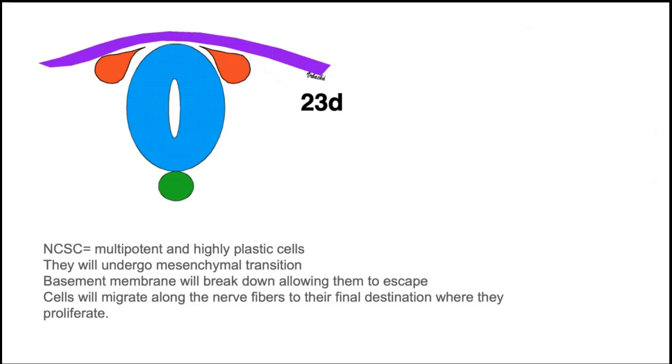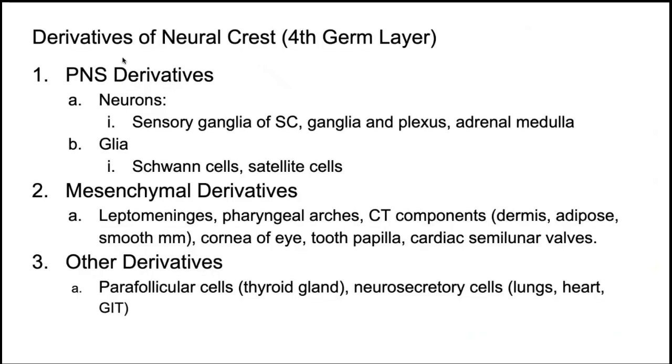Now, what are the derivatives of the neural crest? What do the neural crests turn into? We know that the neural tube is going to make your brain and spinal cord. So what is this going to make? Well, here are the derivatives of the neural crest. We have PNS derivatives, mesenchymal derivatives, and other derivatives. And because the neural crest can make so much, sometimes it's referred to as your fourth germ layer.